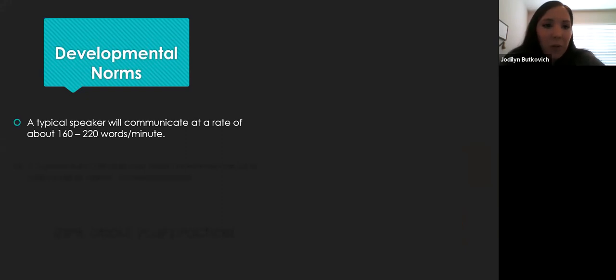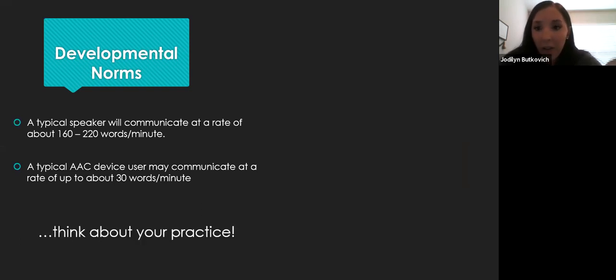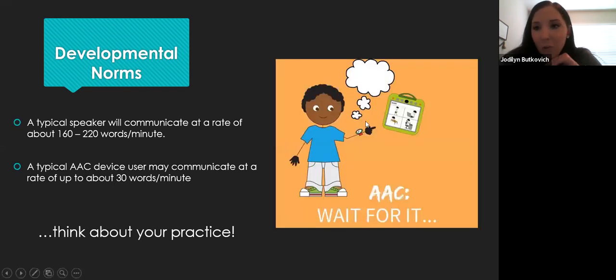A typical speaker will communicate at a rate of about 160 to 220 words per minute, but a typical AAC user may communicate at a rate of up to about 30 words per minute. So that is a huge difference. While we're working with these kiddos and device users, we need to think about our practice. Are we giving them enough time? Because if we're not, we need to make sure we are waiting. Sometimes waiting is the best way to respond.